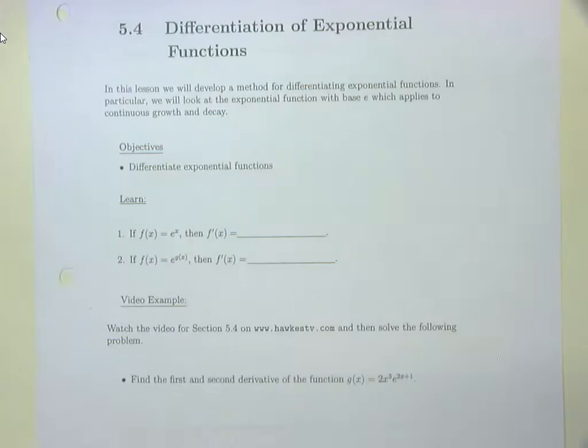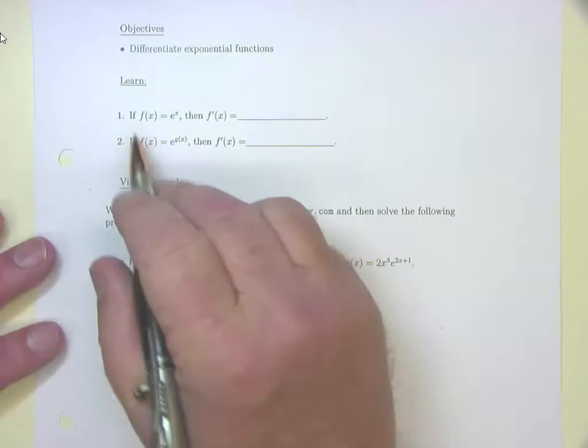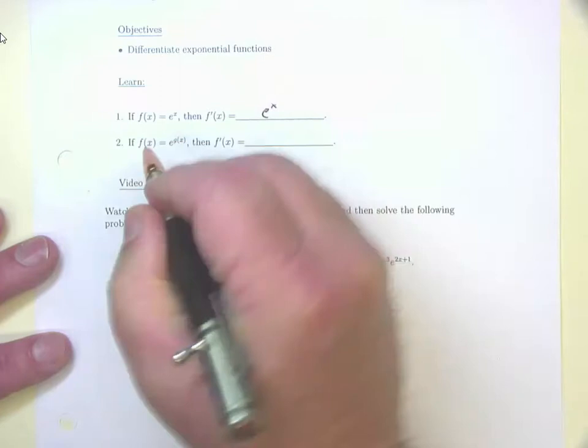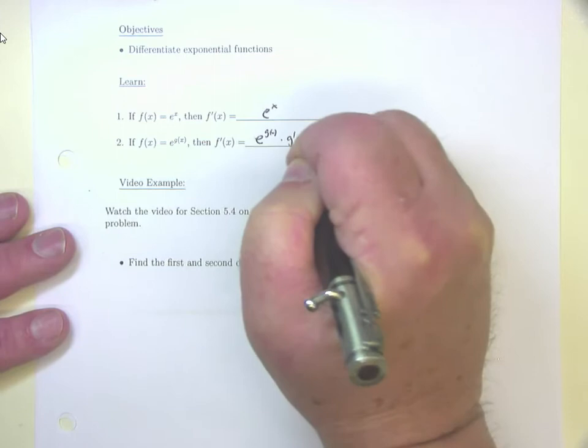So, here we go. In terms of your learning, basically, you have two rules. If f of x is equal to e to the x, what's the derivative of that? It's the easiest rule in the world. What is it? E to the x. However, if f of x is equal to e to a function, e to the g of x, then f prime of x would be equal to e to the g of x, e to the function, times the derivative of the exponent.